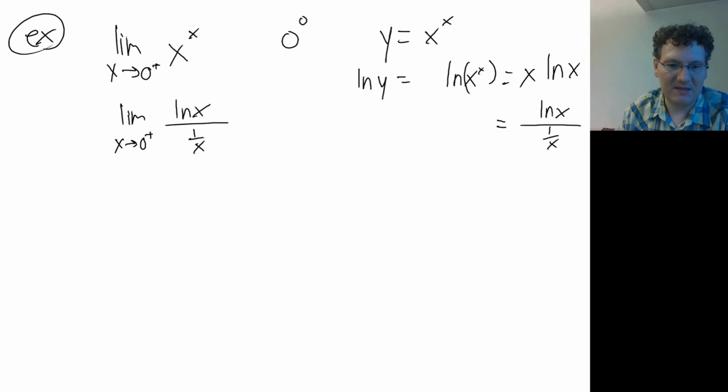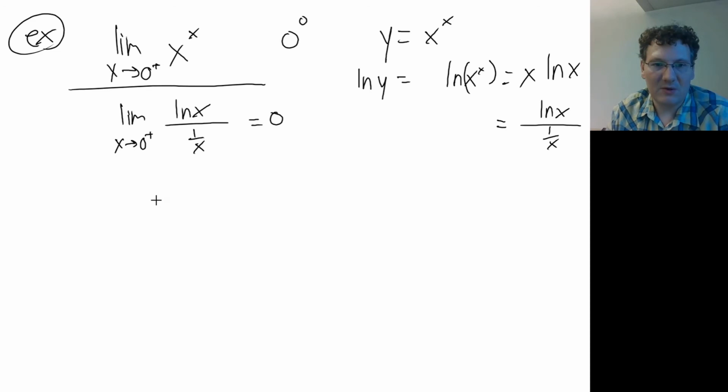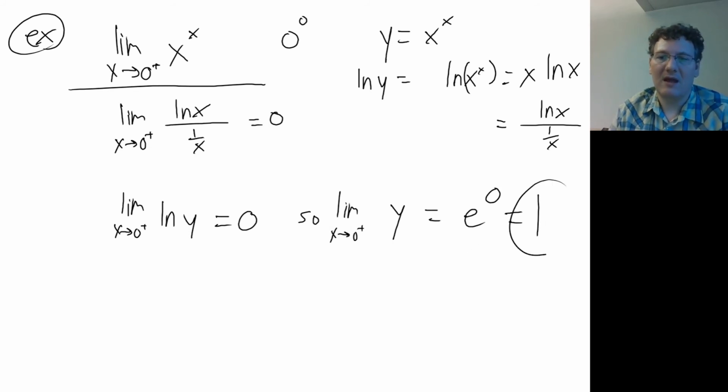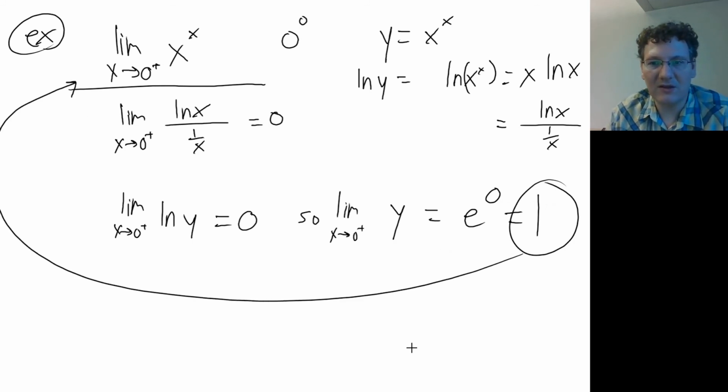This is the limit of the natural log of this function. We already found that this limit is equal to 0. We did that a couple examples ago. So the limit as x goes to 0 of the natural log of y was 0. So the limit as x goes to 0 from the right of y should be e to the 0, which is 1. And that's the limit for the original thing we're trying to look at.